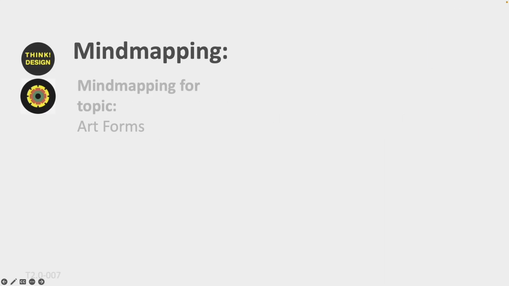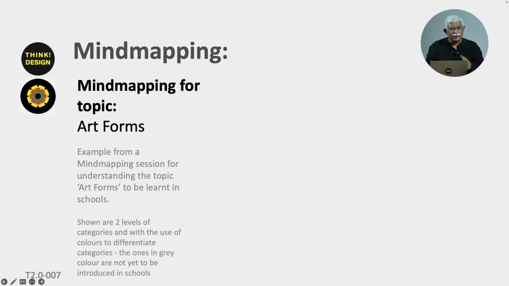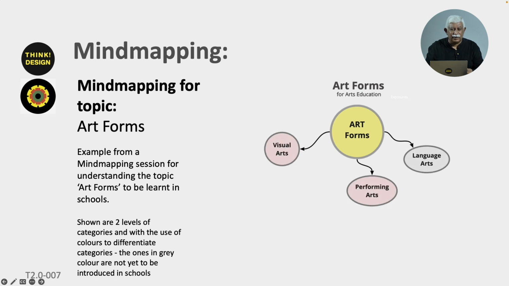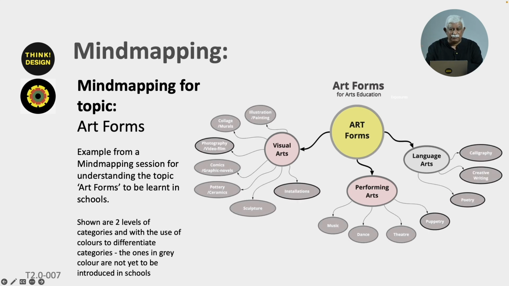Let's look at an example now. I've taken the topic of art forms, which are to be learnt in schools. That's the art form that needs to be learnt. The first branch has 3 categories. You can have visual arts, performing arts, and language arts. So 3 main categories, and each one has subcategories.